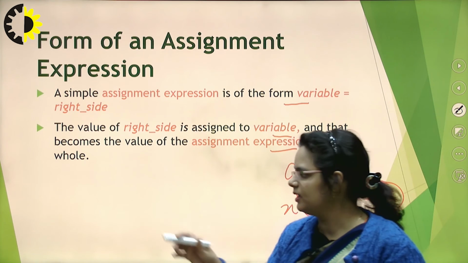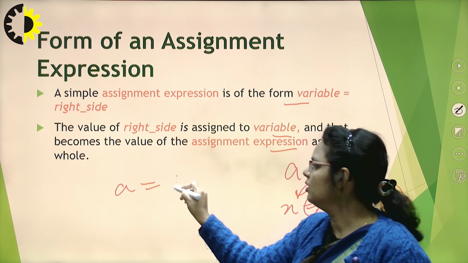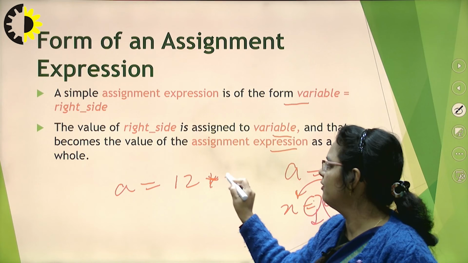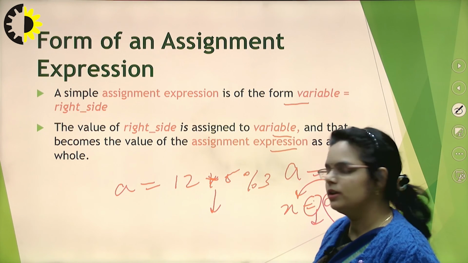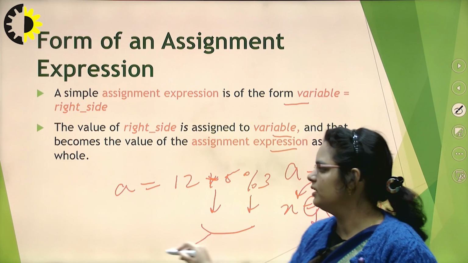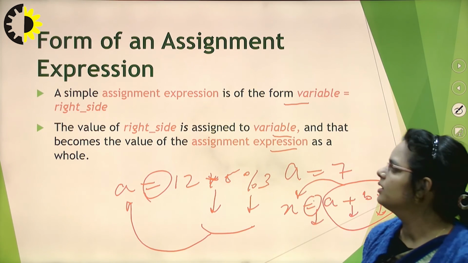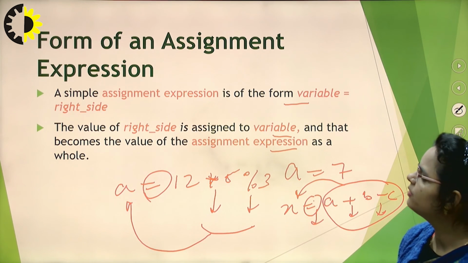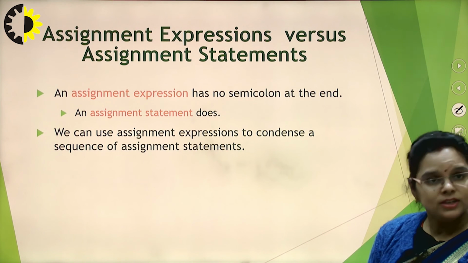Let us take another example. Suppose we have a equals 12 multiply 5 modulus 3. First of all, this would be evaluated, and this would be evaluated, and whatever the output is, then in the end the assignment operator would be evaluated, and the value would be assigned to the left operand, the left variable.